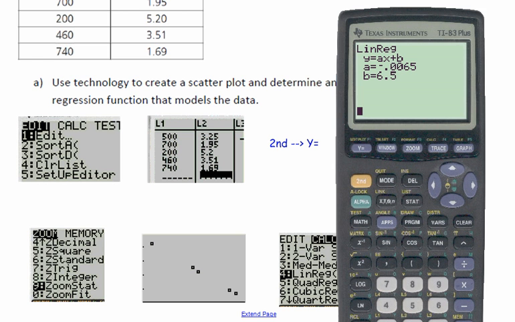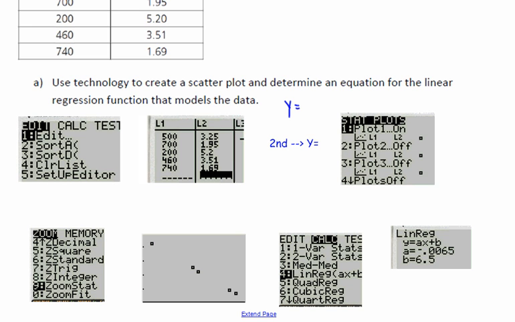Woohoo! So let's write that down. It's good when it's the same. Okay, y equals 0.0065x plus 6.5. We go on. Everyone has that? Question? Anyone need help? You guys are awesome.